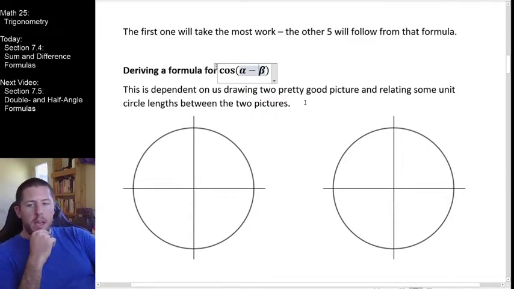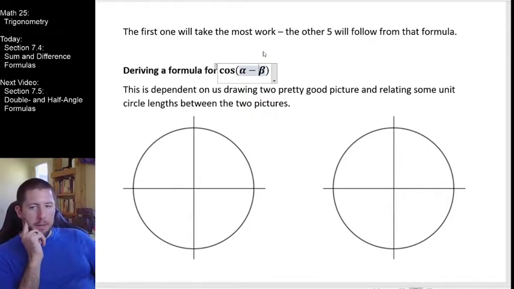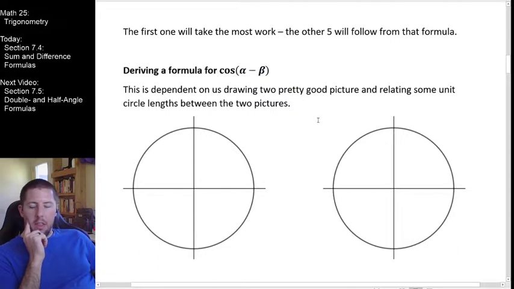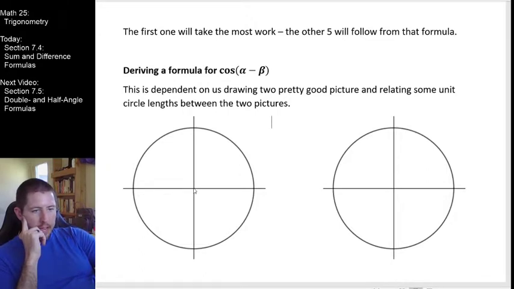So what I'm going to do, just to help myself out, is picture alpha being a larger angle than beta right here, so that when we do the subtraction, we still get a positive number. Right? In this first diagram over here, this is going to be my alpha angle. We're going to come out to here, and I'm going to mark that first. So there's alpha, went out to right there.